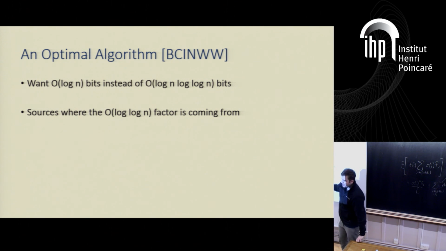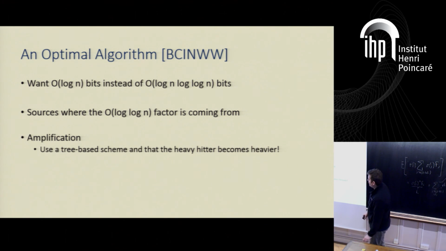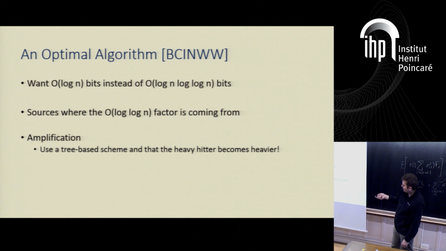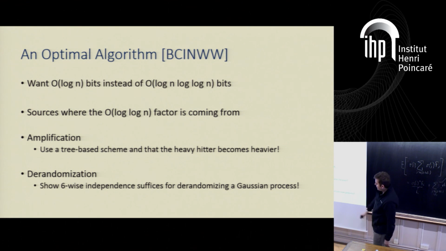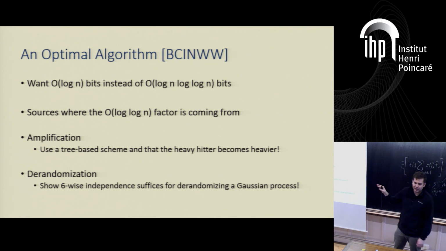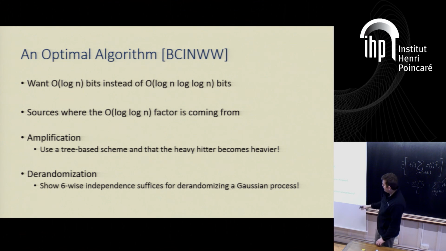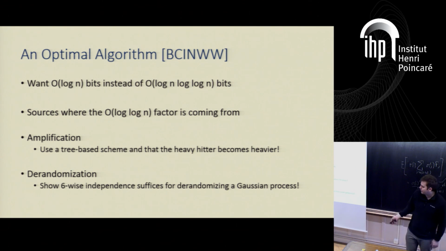This log n factor was coming from a few places. The amplification technique was probably the most confusing part of the talk. You can actually improve that using a tree-based scheme and some observations about the heavy hitter becoming heavier as you walk down the tree. I won't get into it. The derandomization was also causing us this log n factor. You can show that you can use 6-wise independence to derandomize the whole Gaussian process.